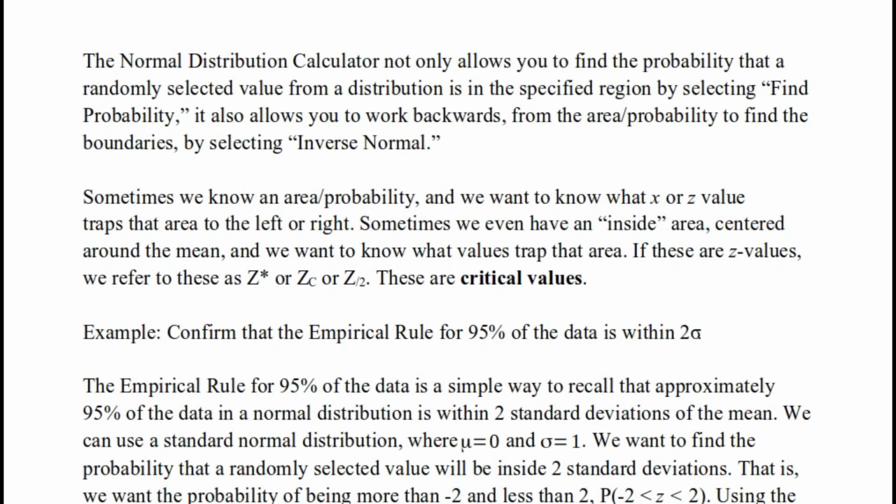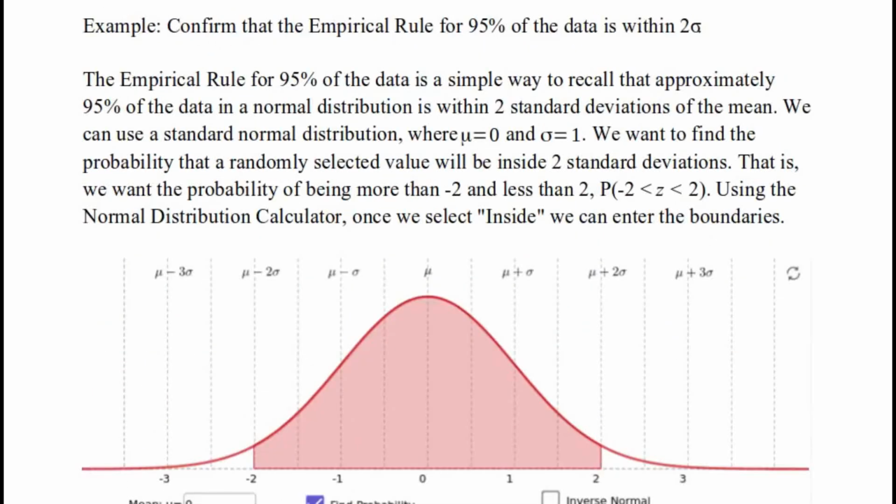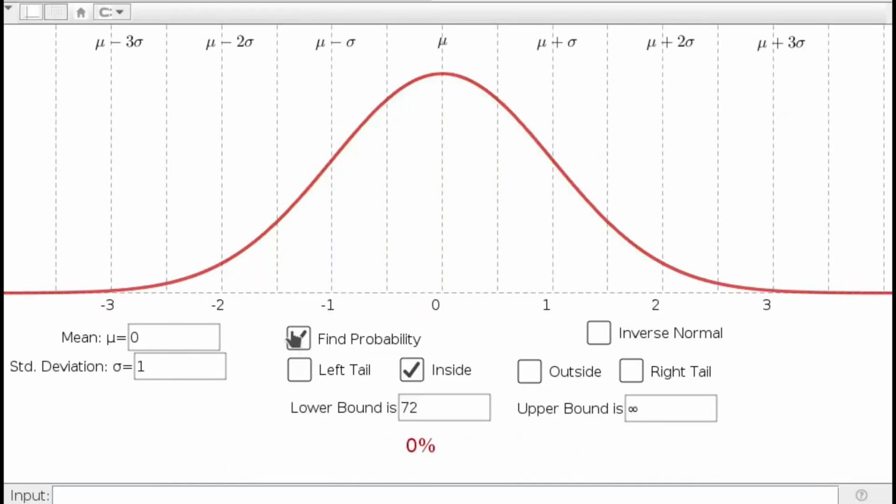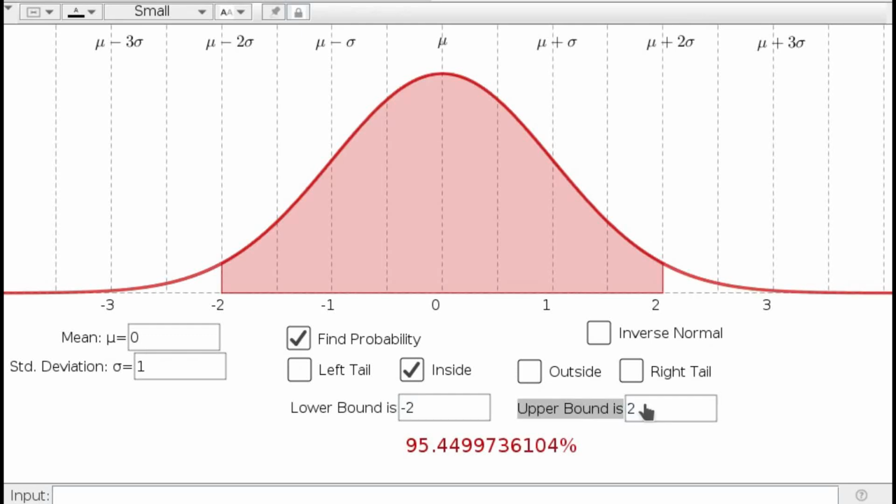We can use a standard normal distribution. Notice that we're simply counting standard deviations. So our mean is 0, our standard deviation is 1. We want to find the probability that a randomly selected value will be inside 2 standard deviations. That is, we want the probability of being more than -2 and less than 2. So let's go through and do it that way now. So let's find the probability where the lower boundary is -2 and the upper boundary is +2.